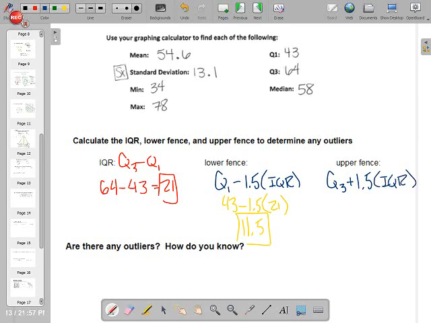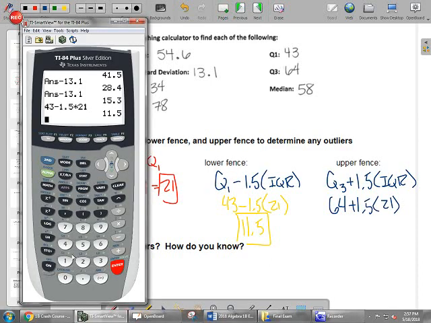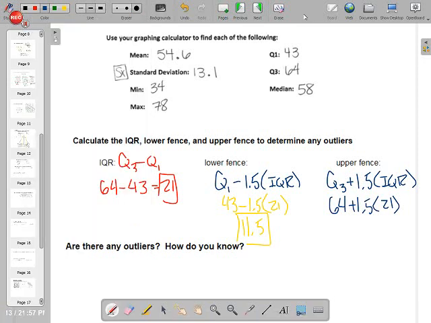I'll do the same thing up here, but you start at Q3 and you add 1.5 IQRs. So Q3 is 64 plus 1.5, and the IQR is still 21. So when I do the same thing, 64 plus 1.5 times 21 is 95.5.